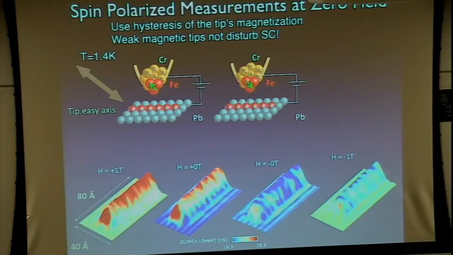You can just use the chain as a calibrator of the tip. You see this is plus 0 Tesla, minus 0 Tesla. So you can train the tip. You can put it in the up state or put it in the down state by applying a field, then remove the field. It stays in that up or down state. And then you can use this to do not just a spin resolved measurement, but an energy and spin resolved measurement.